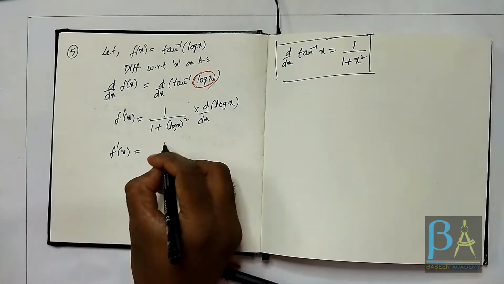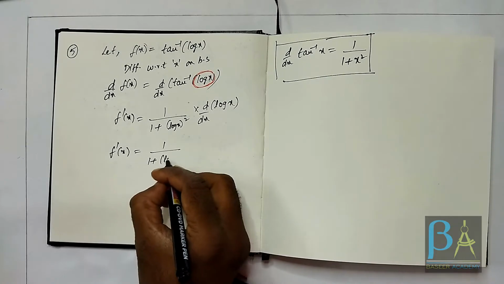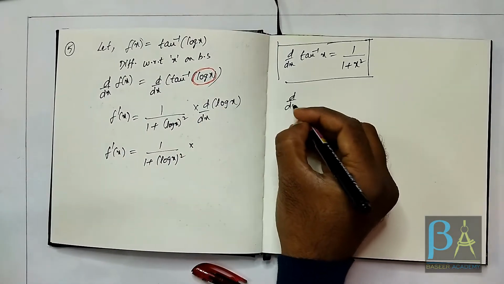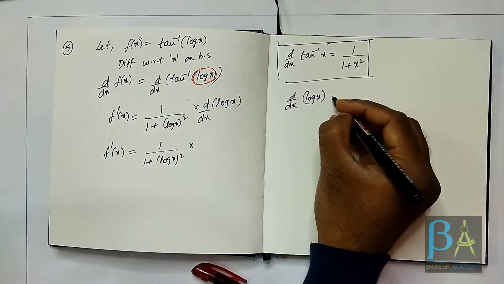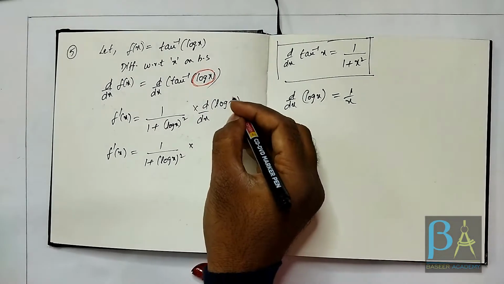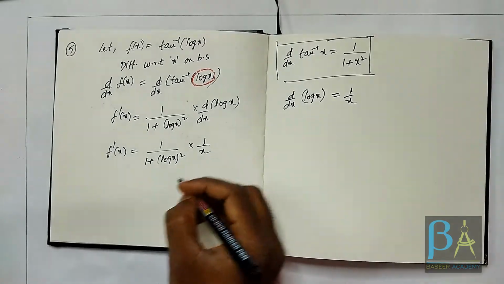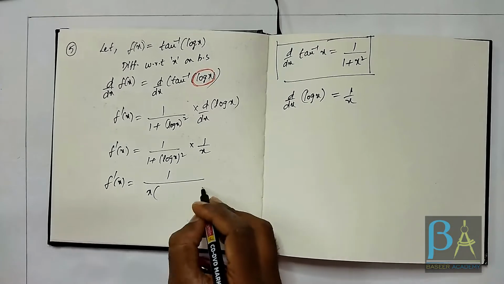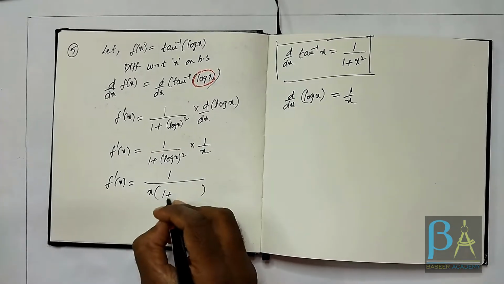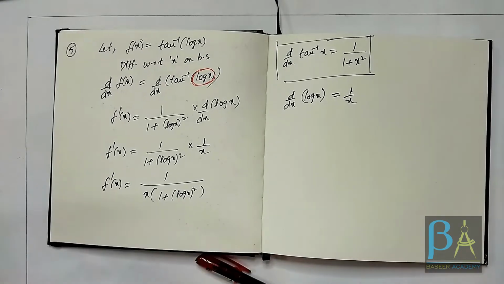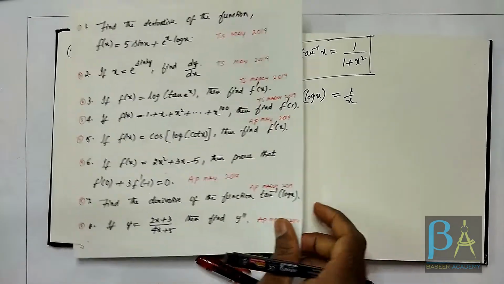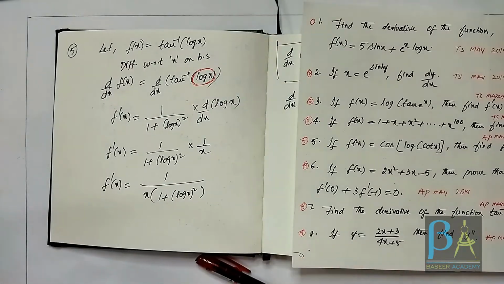f dash of x is equal to 1 by 1 plus log x whole square into d by dx of log x. We know that d by dx of log x is 1 by x. So in place of d by dx of log x, I can write 1 by x. So f dash of x is 1 by x into 1 plus log x whole square. We were supposed to differentiate the function tan inverse of log x, and we successfully differentiated it.